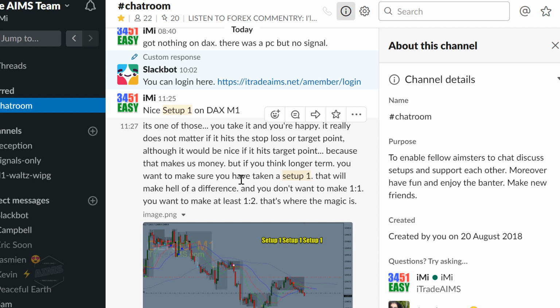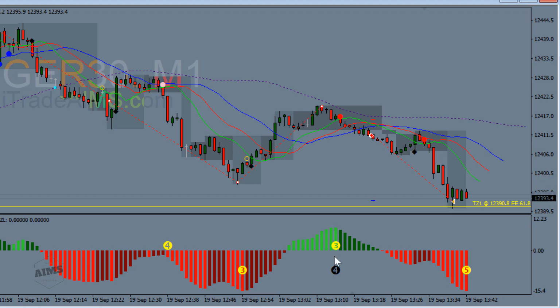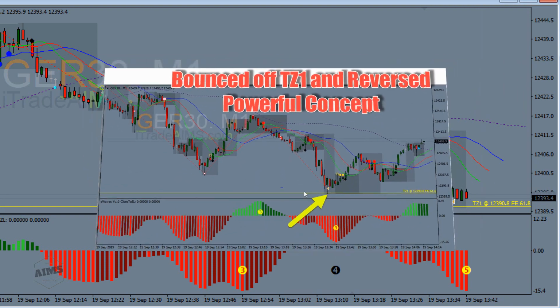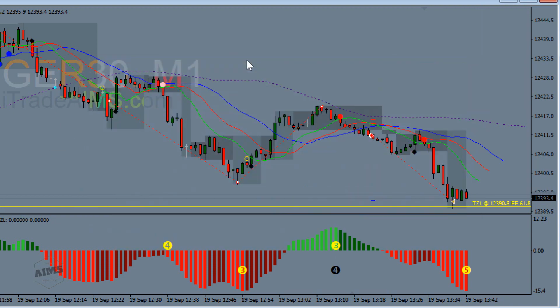That's the logo of our team, AIM's stress-free trading. And you don't want to make 1:1, you want to make 1:2 trades. That's where the magic is. So this is where it was posted, and obviously it's actually done to our target, and this is setup 1.